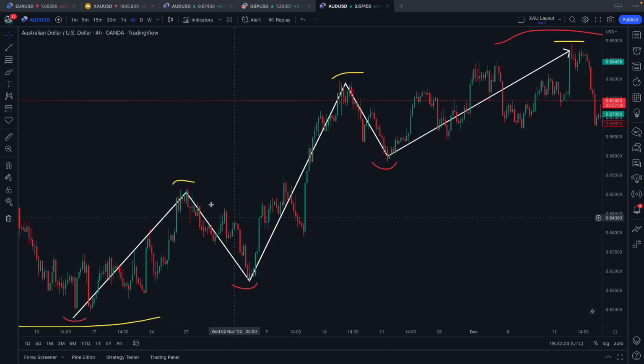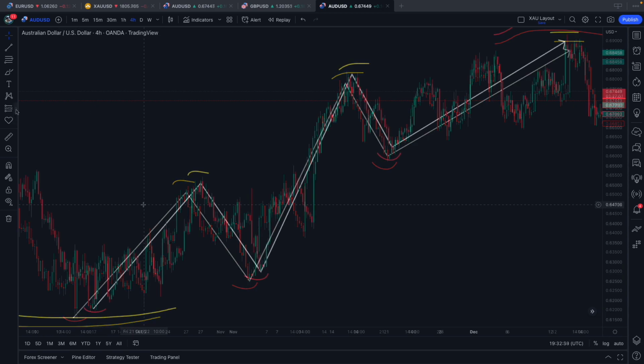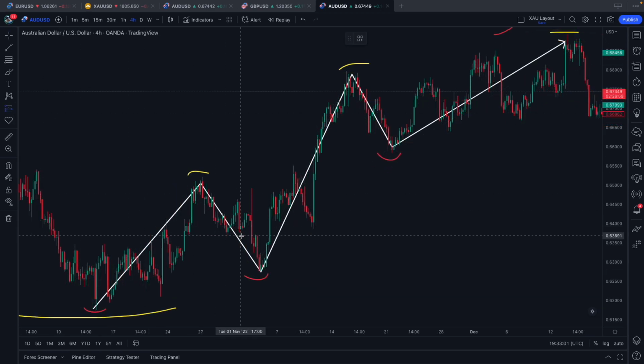These are just small corrections in between our impulses. So we want to be looking to get involved at these red lows that I've highlighted here, here, or here. Now, the exact same thing that we did with our bearish market, we want to do with our bullish one, but you'll notice there is a slight difference.